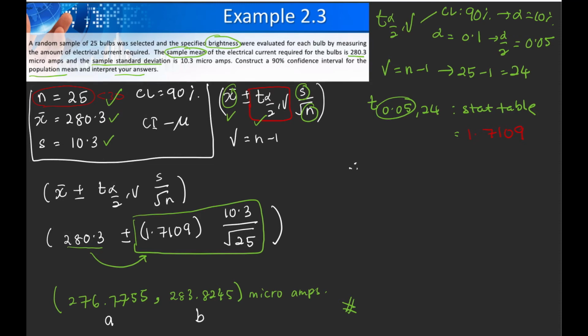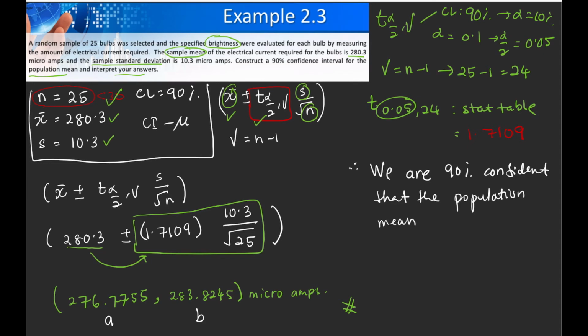And last, we have to interpret. We are how many percent? 90% confident that the population mean lies between 276.7755 and 283.8245 microamps.